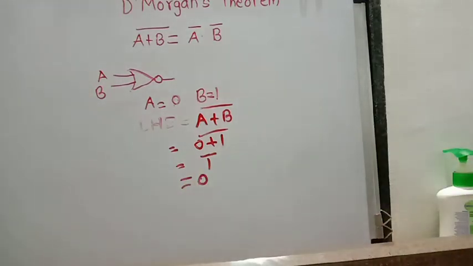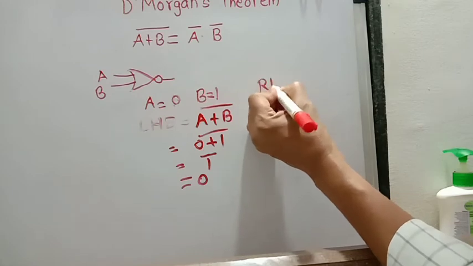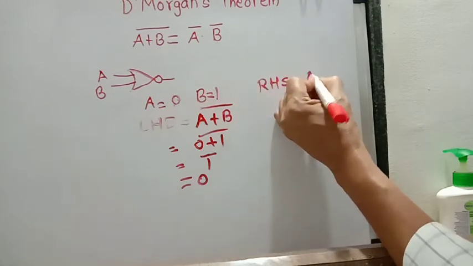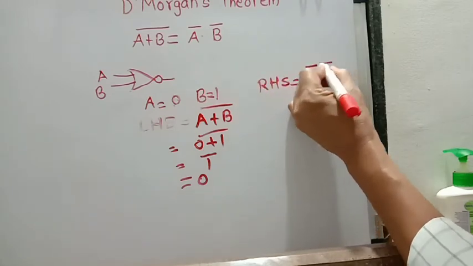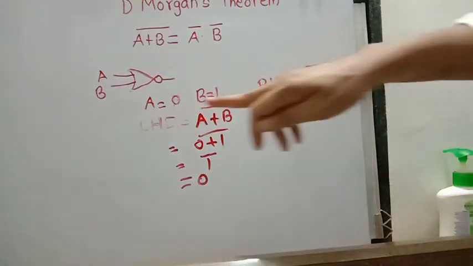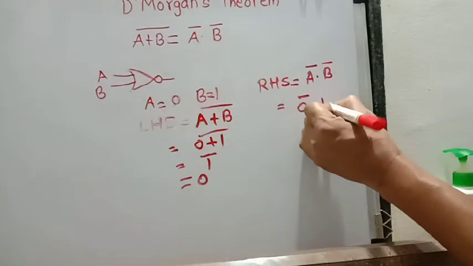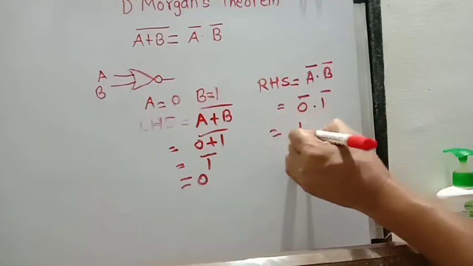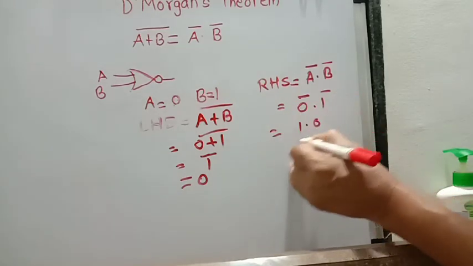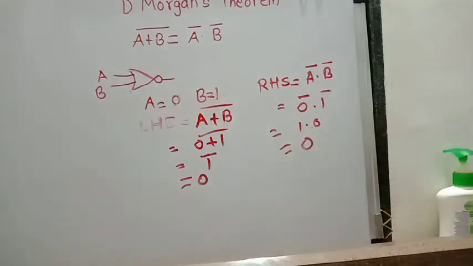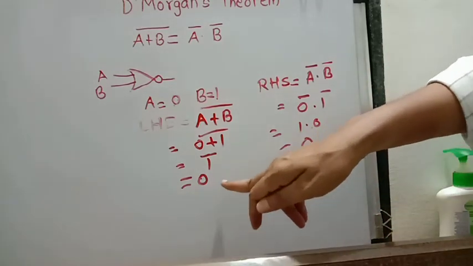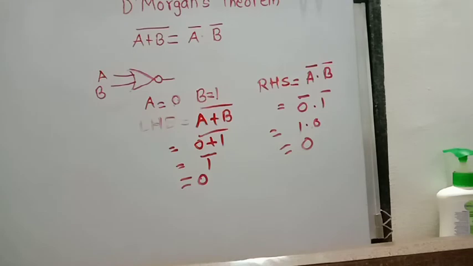Okay. Now what is RHS? RHS is equal to A bar dot B bar. So A is equal to 0, 0 bar, into B is equal to 1, 1 bar. 0 bar means 1 and 1 bar means 0, 1 into 0 is 0. So LHS is equal to RHS.